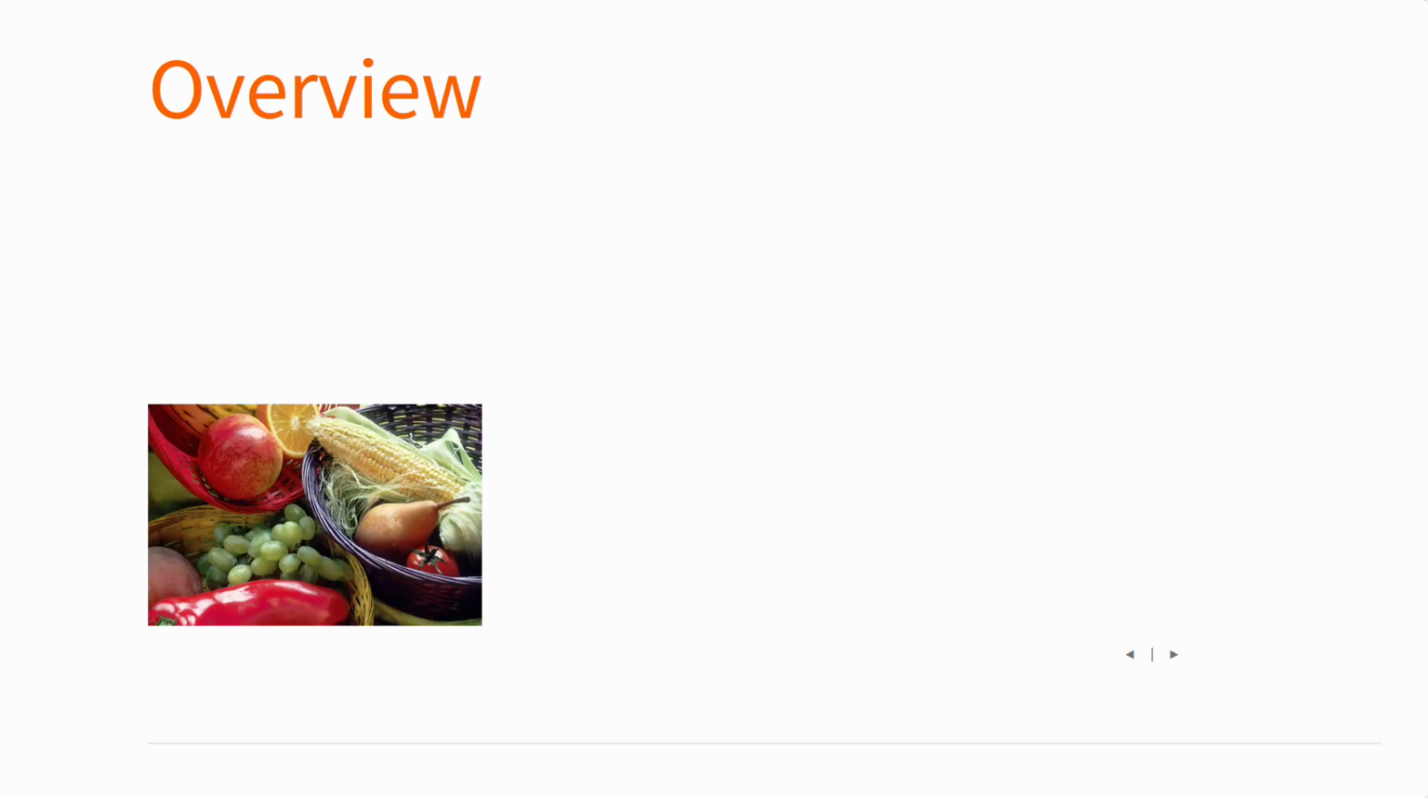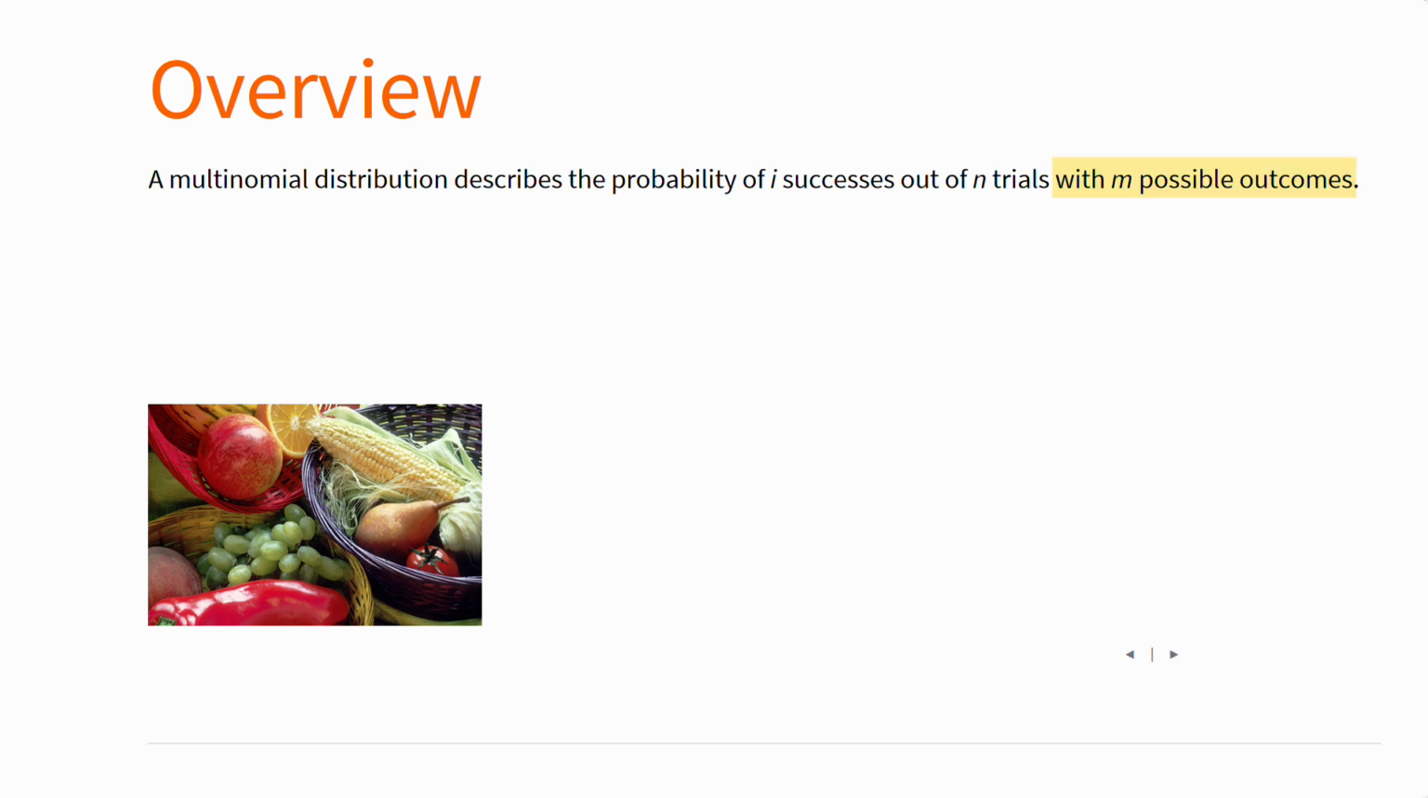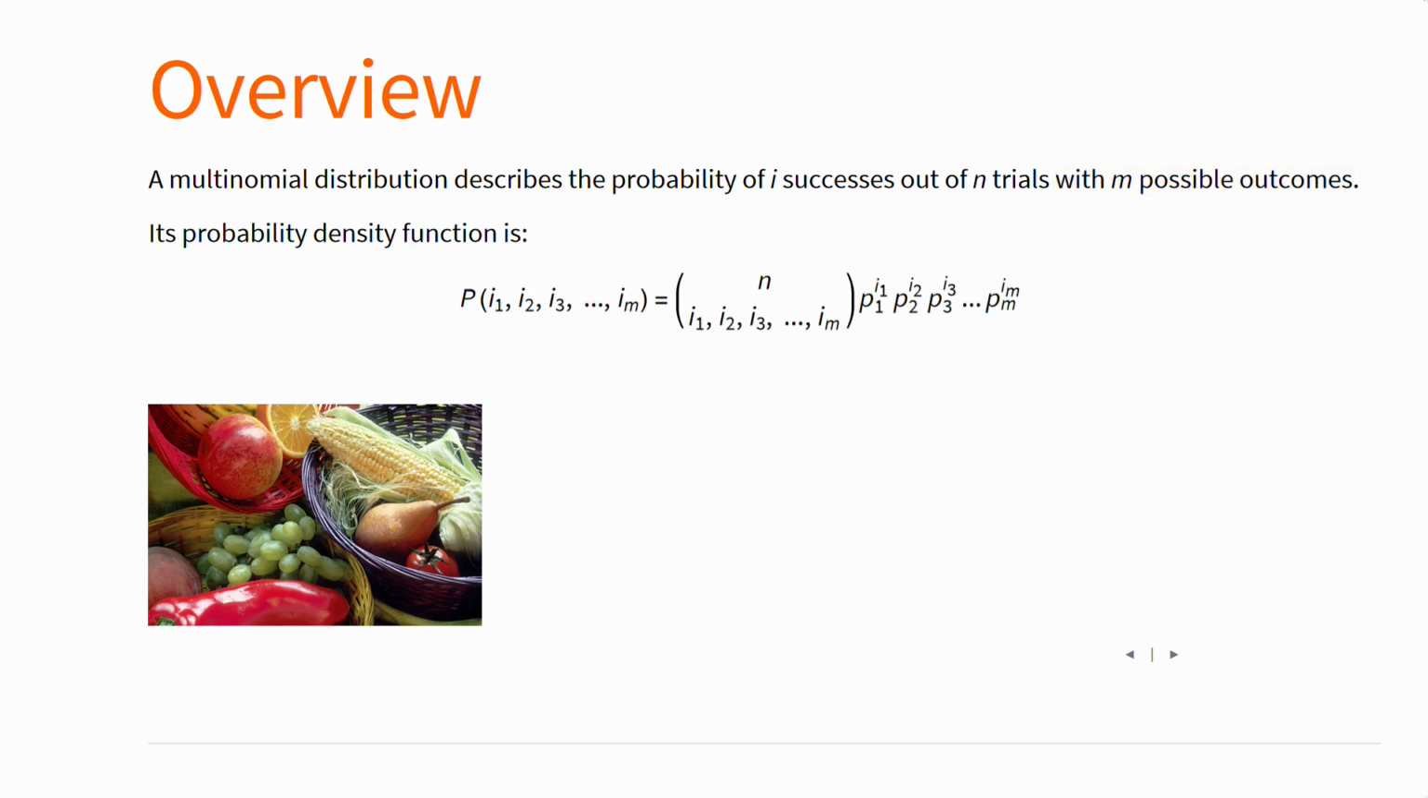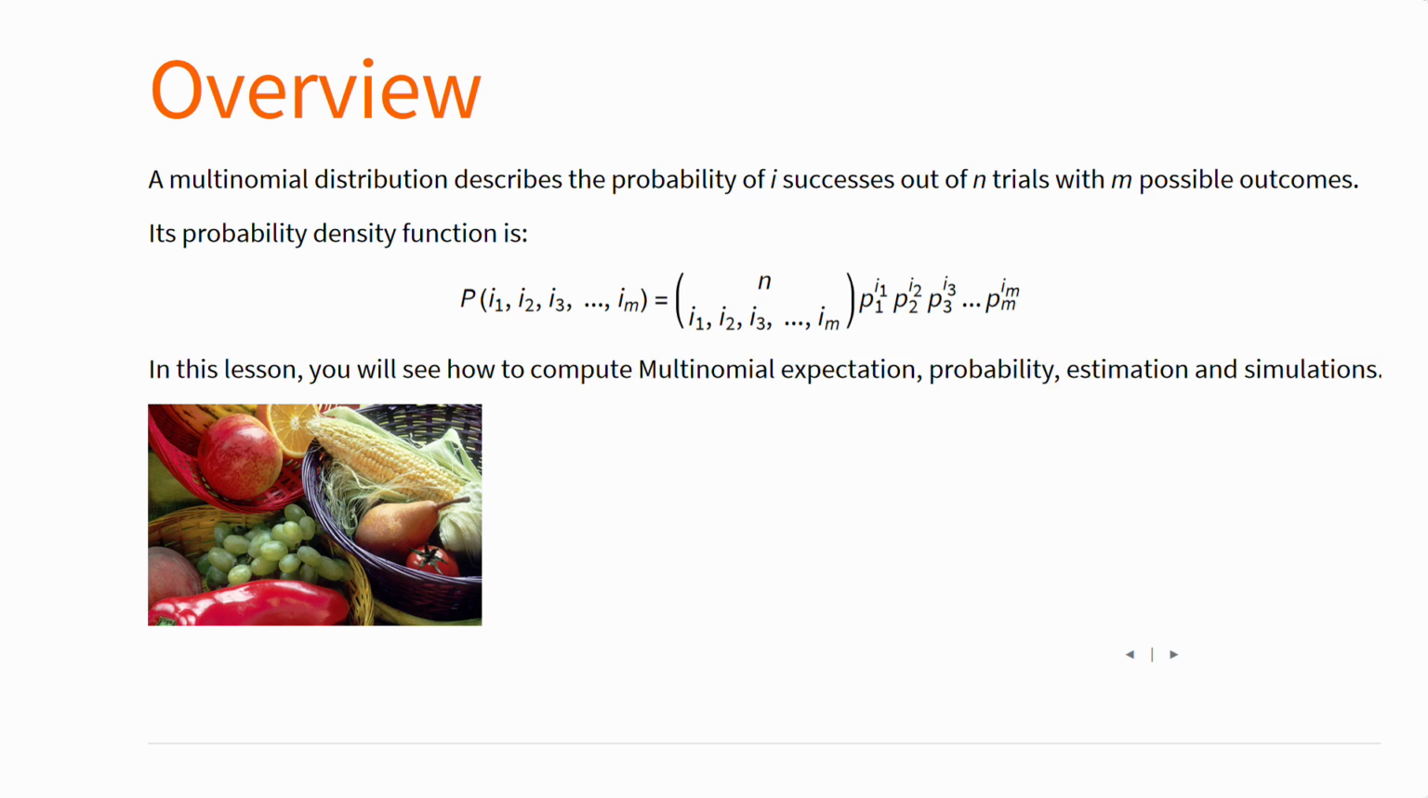But if you remember lesson 2, the word binomial refers to the fact every trial has two outcomes. Naturally, you can extend these trials to more outcomes, and this leads to the multinomial distribution, the probability of i successes out of n trials with m possible outcomes. As you can see here, the PDF is simply an extension of the binomial distribution. In this lesson, you'll see how to compute multinomial expectation, probability, estimation, and simulations.